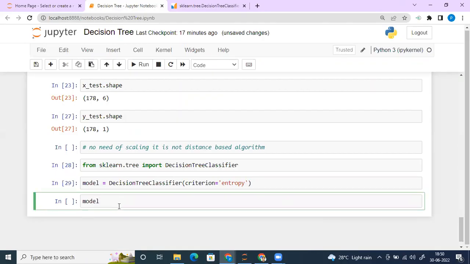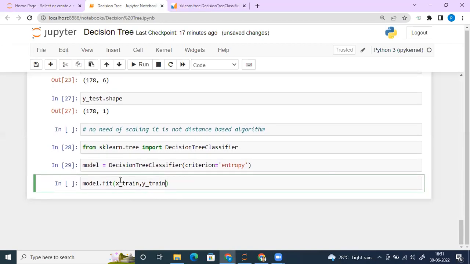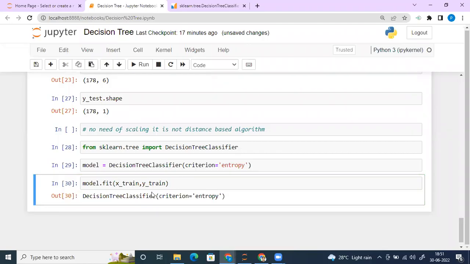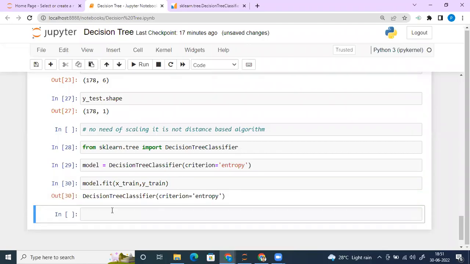Now it's time to fit my model. And we always fit on which data, everyone? Training data. So what will I mention? X_train, y_train. Here it will learn my algorithm. Okay, my learning phase will begin and it will train my machine learning model. Let me execute this. It has been trained. Awesome. Now we can use it for prediction.